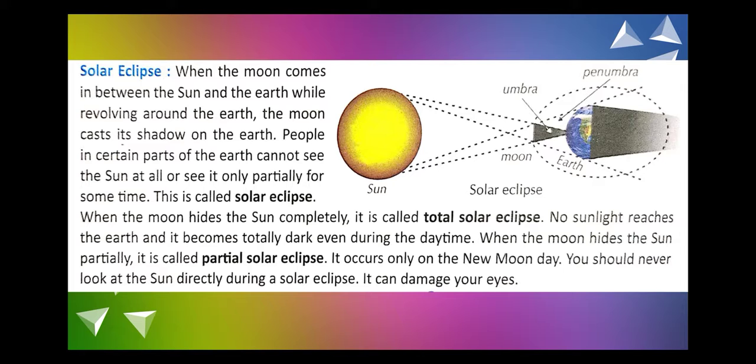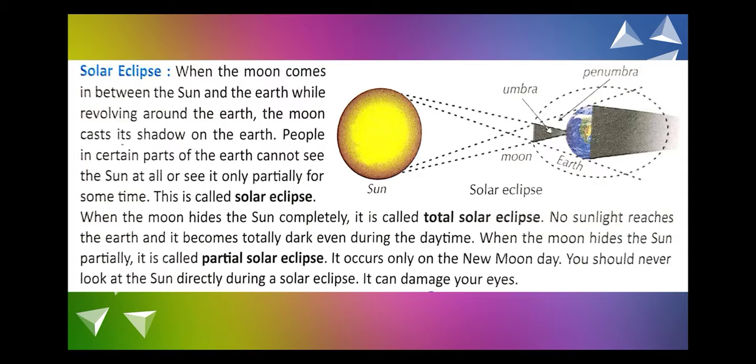Surya Grahan. When the moon hides the sun completely, it is called a total solar eclipse. A few days back, there was a very big total solar eclipse in which the sun was totally hidden by the moon. We were not able to see the sun on the earth for a few hours during the daytime. No sunlight reaches the earth and it becomes totally dark even during the daytime. It feels like evening during the daytime in the condition of a total solar eclipse.